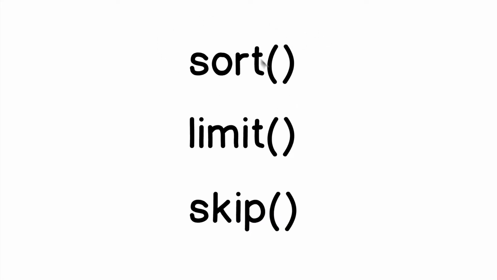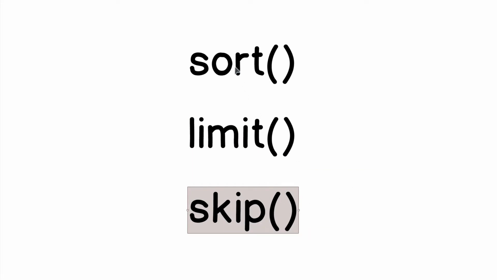Let's now talk about sort, limit and skip methods. Those methods are helper methods of the find method. It means that they need to be chained after the find method. Names of those methods are pretty self-explanatory. Sort will sort resulting documents. Limit will limit number of the resulting documents. And skip will skip certain amount of the documents.